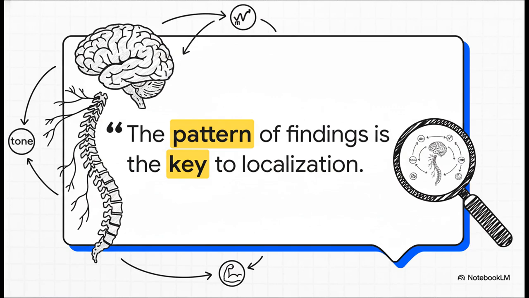And this really hammers home our main theme. It is almost never one single finding that gives you the answer. It is the collective pattern of signs, how the tone, power, and reflexes all fit together, that lets a clinician confidently pinpoint where in the huge, complex nervous system the issue actually is.